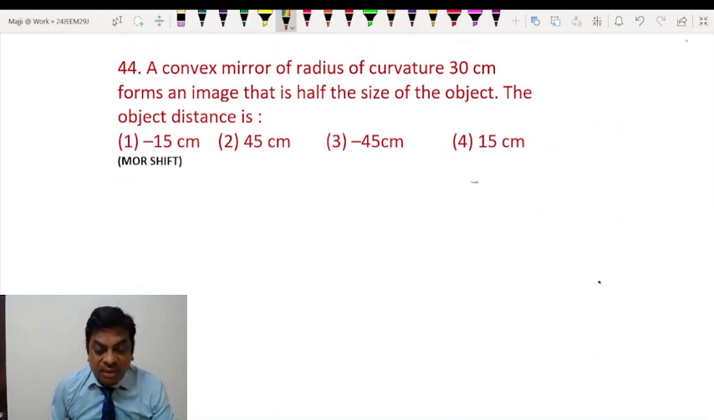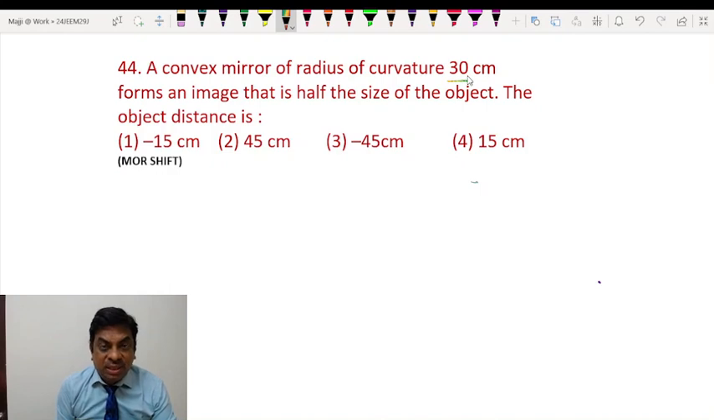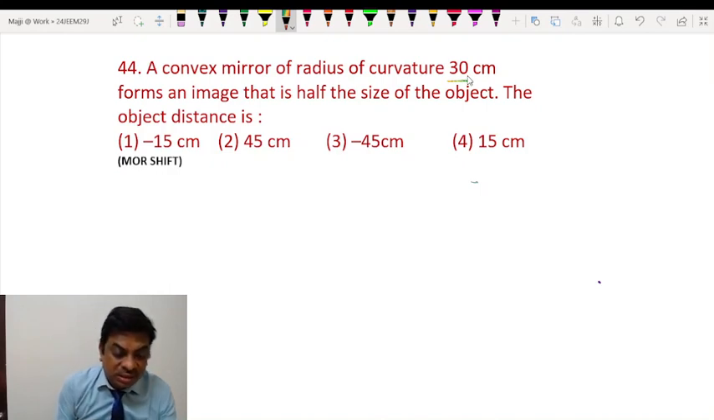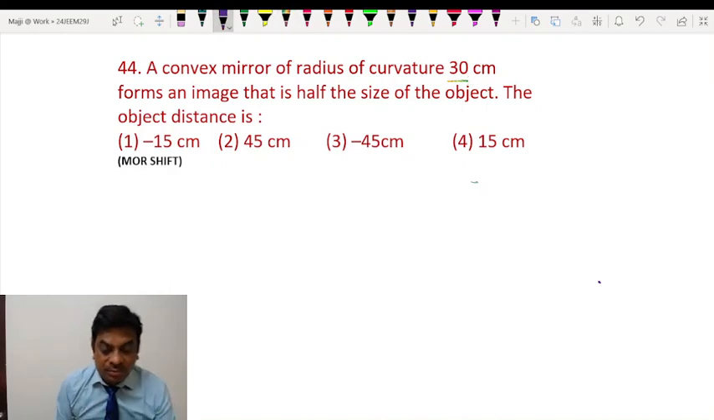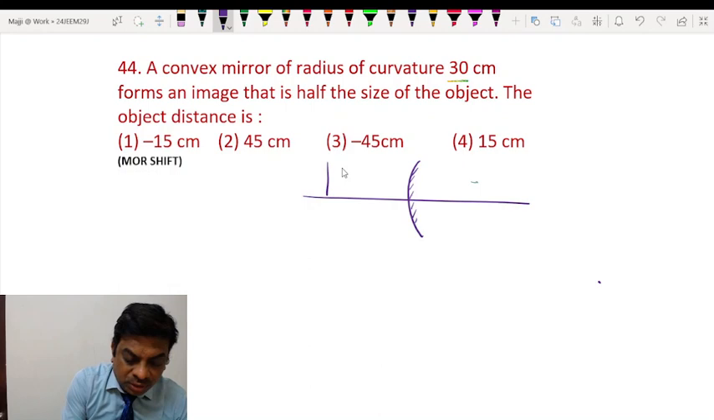A convex mirror of radius of curvature 30 cm forms an image that is half the size of the object. So the object distance is... It's very simple, students. You have a convex mirror. This is the object, and the image is exactly half. This object is the image.